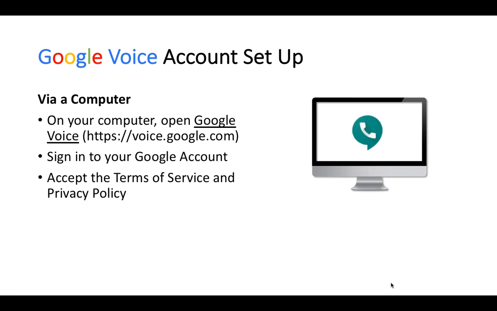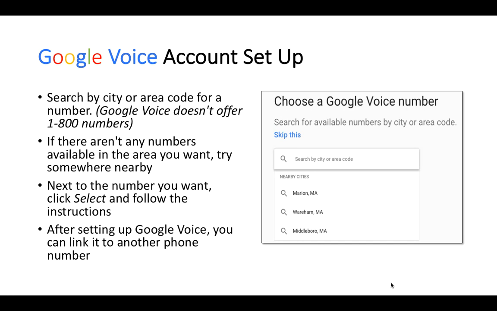To get started in setting up a Google Voice account via a computer, you first go to the Google Voice website, sign into your Google account, and then accept the terms of service and the privacy policy. Next, you will search by city or area code for a phone number that's available through Google Voice. If there aren't any numbers available in the area you would like, try somewhere nearby. Once you have found the number you want, click Select and follow the instructions. After setting up Google Voice, you will be able to link it to another phone number.